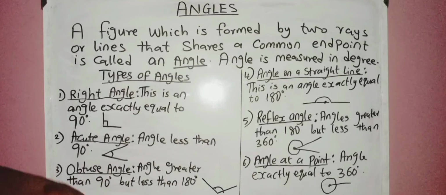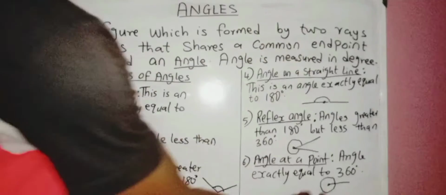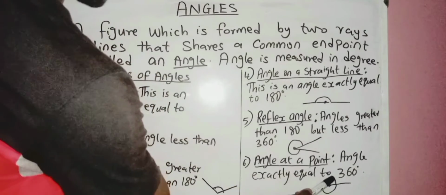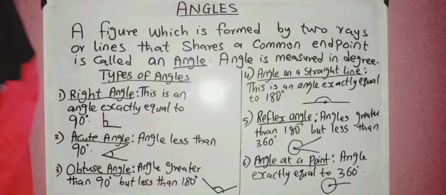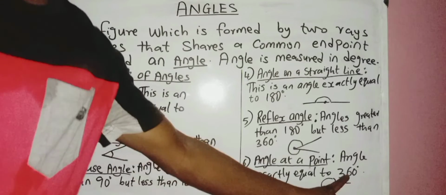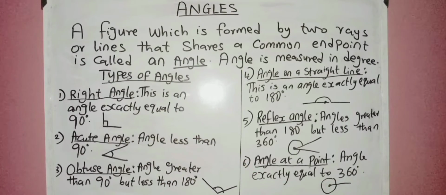Now I'm talking about number 6, angle at a point. Angle at a point is the angle formed on a complete circle. When you start from this end of the line, the beginning of the line here, and come back to that same point again, that means you have made a complete circle. So angle at a point is said to be equal to what? 360 degrees exactly. So these are some of the various types of angles that we have.